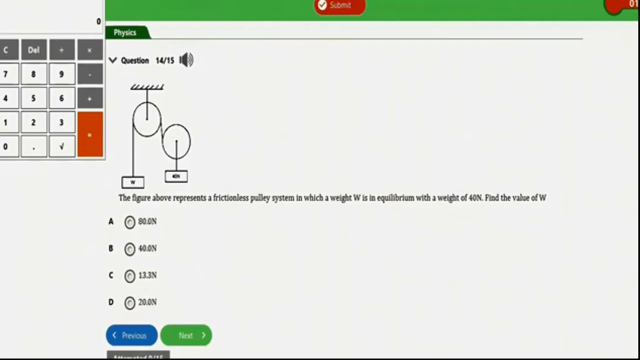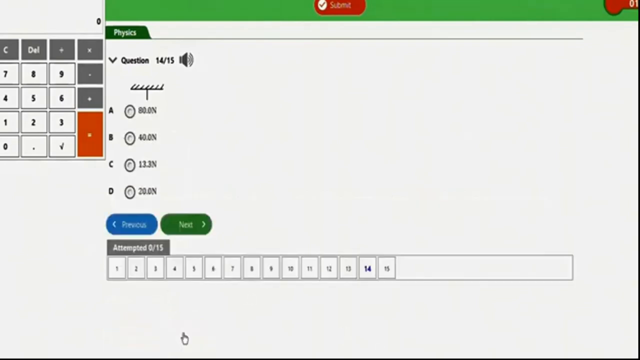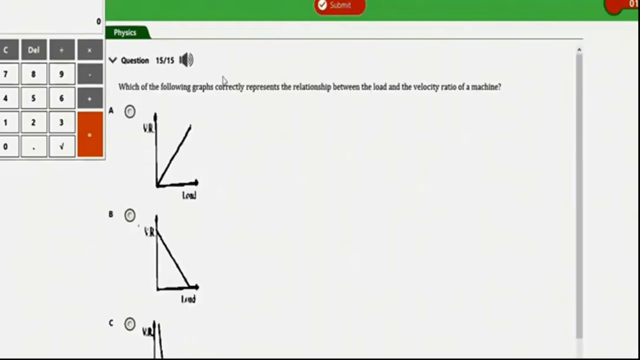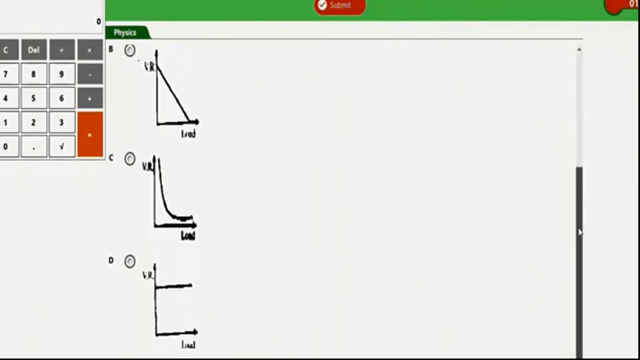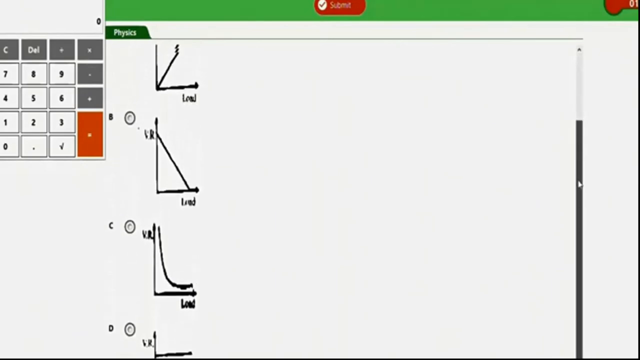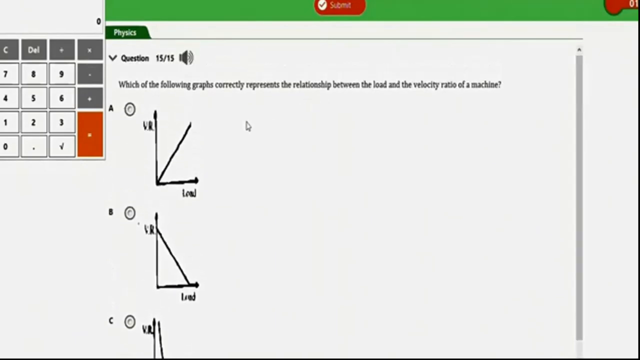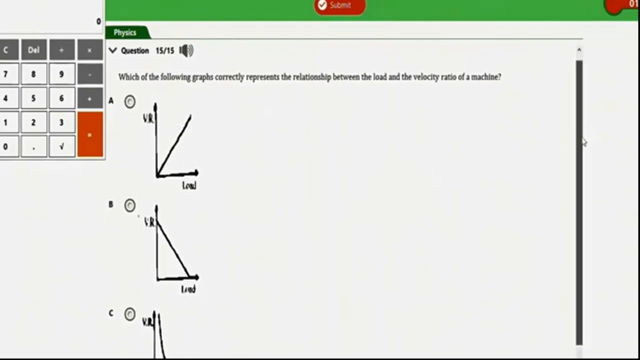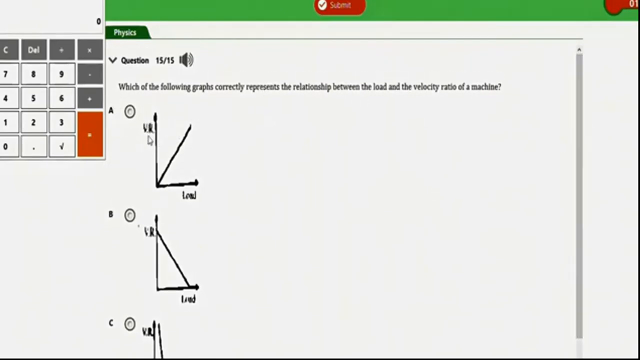The last repeated question before we call it a class is this one. It says, which of the following graphs correctly represents the relationship between the load and the velocity ratio of a machine? So for these graphs we have, the correct representation is option A. Alright, so this is a straight line graph, where the velocity ratio is plotted against the load. So that's it for this video. Hope you learned something interesting from this video. We dealt with 15 repeated questions under simple machines for physics.